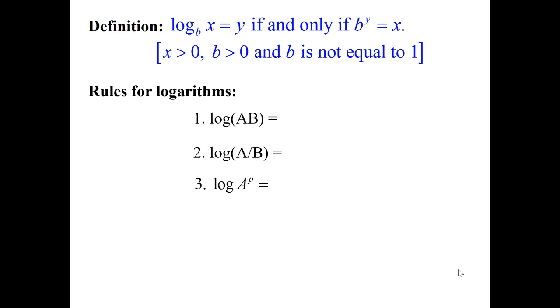Now, our rules for logarithms. First, log of a times b is equal to log a plus log b. We're going to take advantage of this rule. Log of a divided by b is equal to log a minus log b. And the last rule is that log of a to the power of p is equal to p times log a. These are the 3 rules you've learned so far for logarithms. We're going to take advantage of these when we start doing some manipulations.